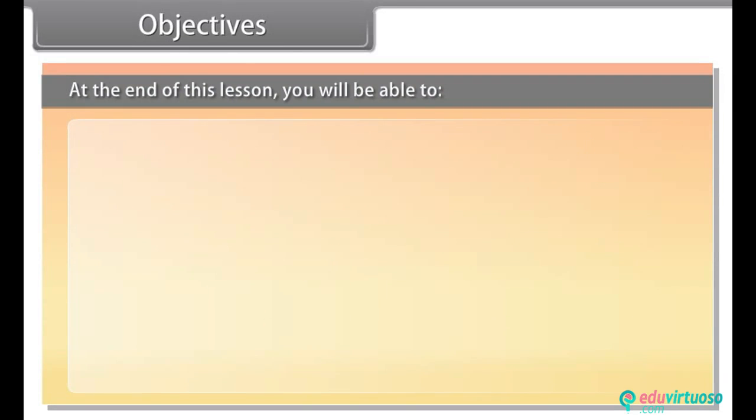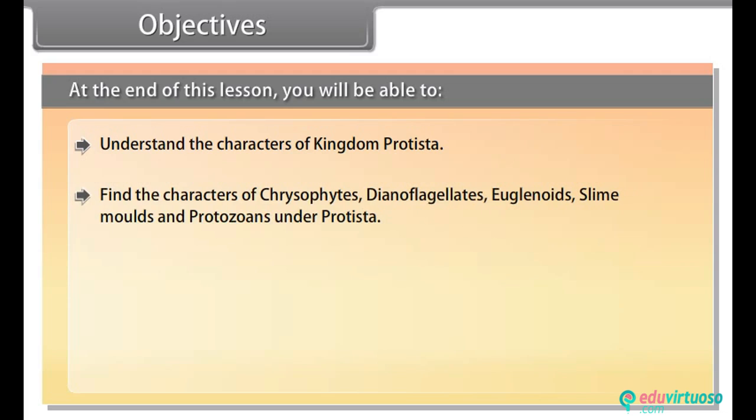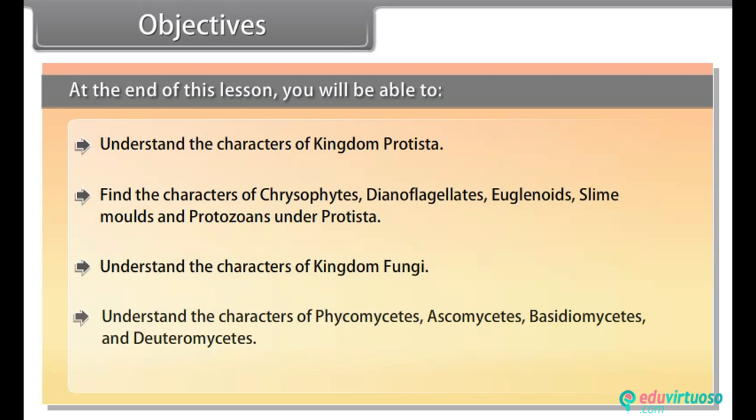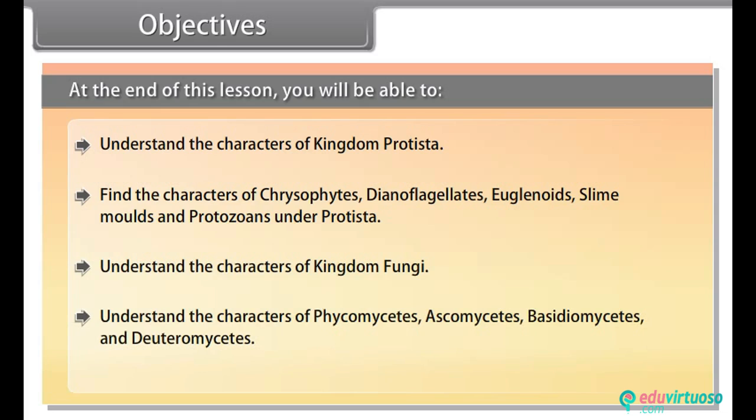Objectives. At the end of this lesson, you'll be able to understand the characters of Kingdom Protista, find the characters of Chrysophytes, Dinoflagellates, Euglenoids, slime molds, and Protozoans under Protista, understand the characters of Kingdom Fungi, and understand the characters of Phycomycetes, Ascomycetes, Basidiomycetes, and Deuteromycetes.